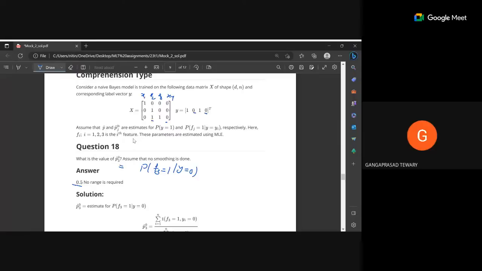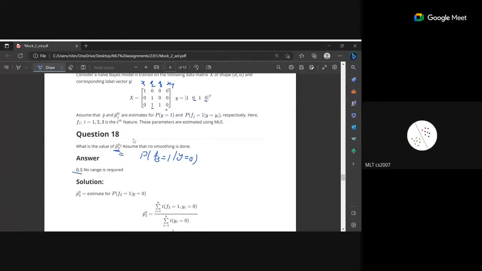0.5. Sir, can we dwell for 30 seconds on this question? From where did we get y equal to 0? Is it given in the question? Sorry, I lost the connection midway. What does this particular thing mean? Okay, yes, there it is: y equal to 0 and the feature number 3. Okay, fine.